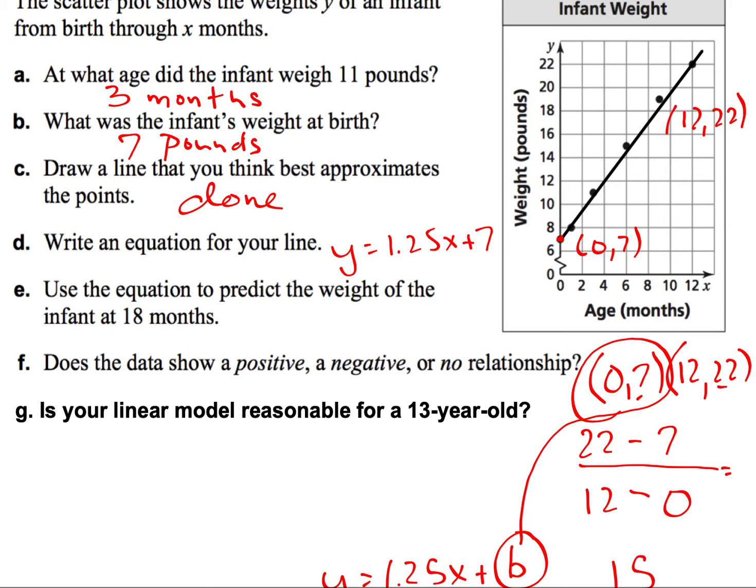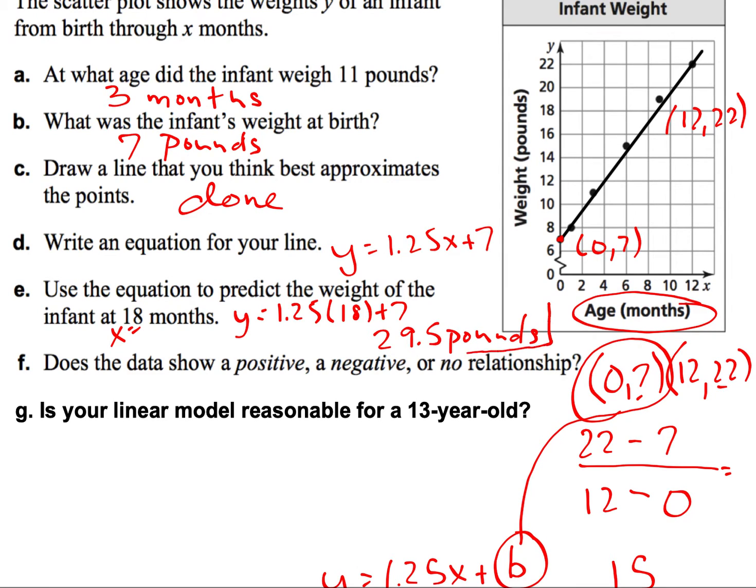Use the equation to predict the weight of an infant at 18 months. Okay, since months is on the x-axis, I will plug in x equals 18. So y is 1.25 times 18 plus 7. And I get 29.5 pounds. So a 1.5-year-old you would expect to be around 30 pounds.